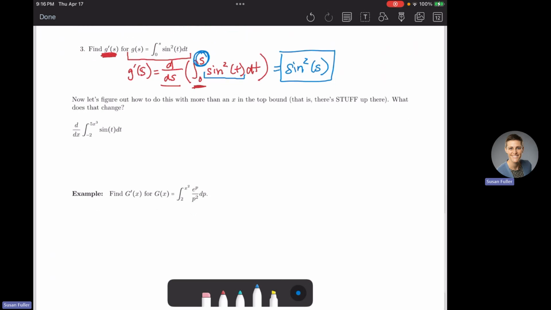Okay, one last challenge problem. What if it's not just a variable by itself up here? What if I put like a whole function of x up here? What if I have stuff up there? What happens then? Well, in order to figure this out, we are going to take the long way so that we can see what happens when this is not just an x up here. It's a whole function of x.